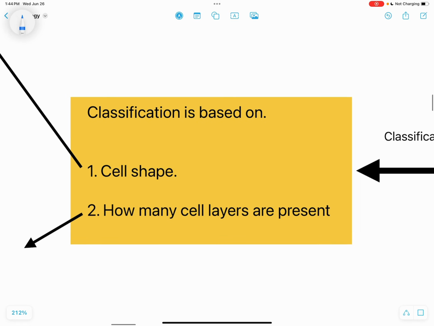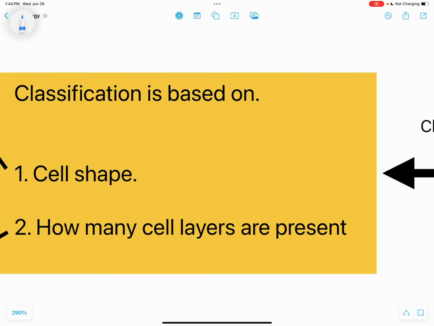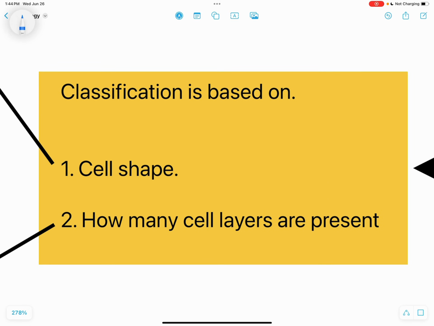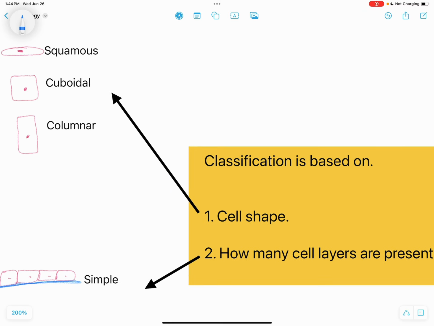Now, the main thing to think about when we're thinking about how are we going to classify epithelial tissue is we're going to give it a name. Now, epithelial tissue tends to have a first name and a last name. One of the names is going to describe the shape of the cell. The other one's going to tell us how many layers of cells do we have. Is it just one layer, or is it more than one layer of cells that are in this particular tissue? So let's have a look at some examples.